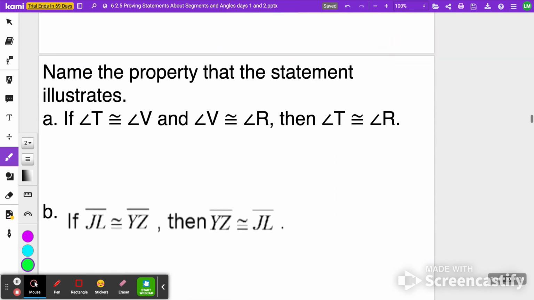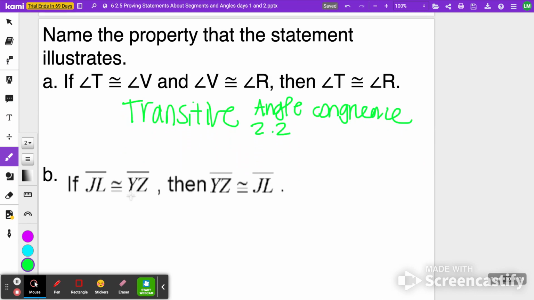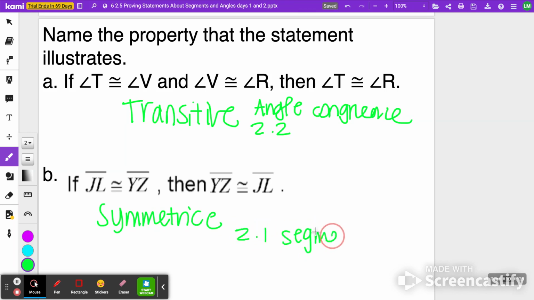All right, naming the property that the statement illustrates. If T is equal to V and V is equal to R, then T is equal to R. That one would be the transitive, and this would be angle congruence, theorem 2.2. Okay. Next one, if JL is equal to YZ, then YZ is equal to JL. That one would be the symmetric. And since this one is segment congruence, this would be theorem 2.1, segment congruence. Okay.